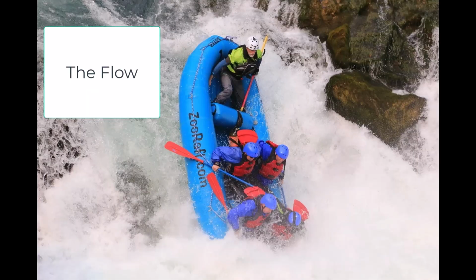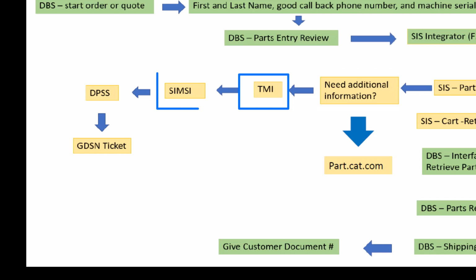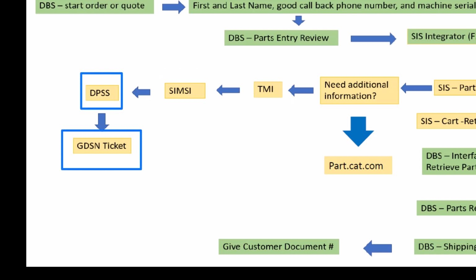Let's start off by discussing the flow of the parts order. In our previous video, we discussed how to use TMI and SIMSI to find information about parts. These are great resources, but we may have a question that cannot be answered by them. DPSS is the next step in the flow of the parts order to help clarify information that SIS, TMI, and SIMSI are giving us. GDSN is the part of DPSS that allows us to submit an official question into the CAT network. When we submit a question into the GDSN, it will be responded to by someone either at the dealership family or by someone who works for CAT.